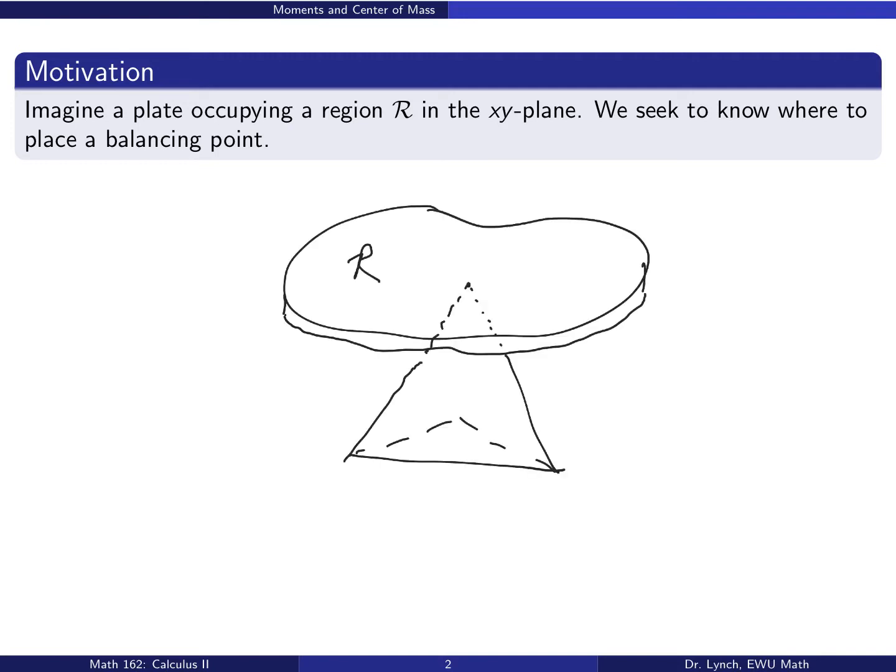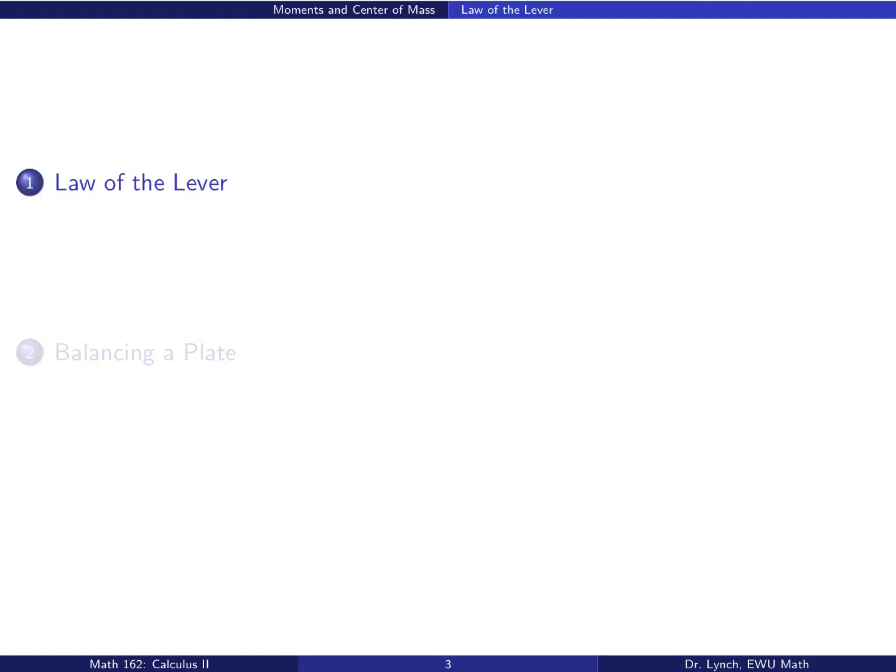So here's a rough stylization of that region R. And here I'm thinking about this point P as being the center of mass of that plate R. So we'd like to know where, if we were to hold it on our finger and balance it, for instance, where we would put that point. Okay, we'll start off with the law of the lever, thinking about discrete points, and then we'll see how that idea can be generalized into balancing a plate as we suggested in the motivation.